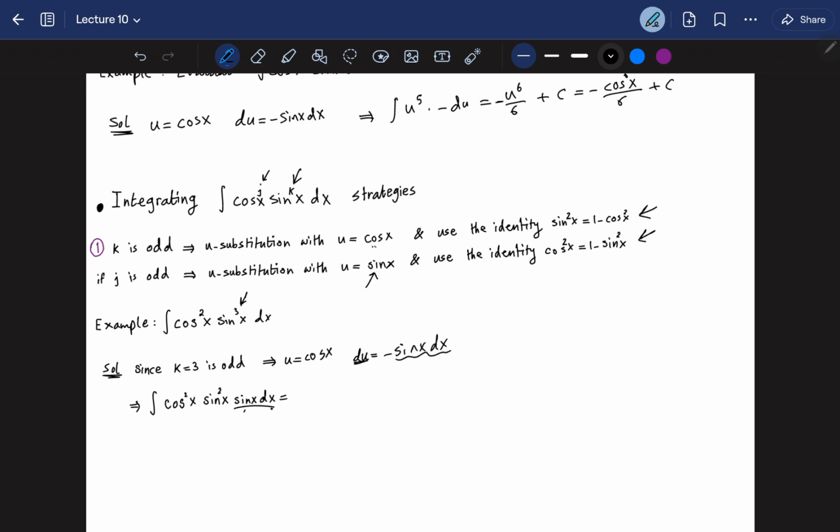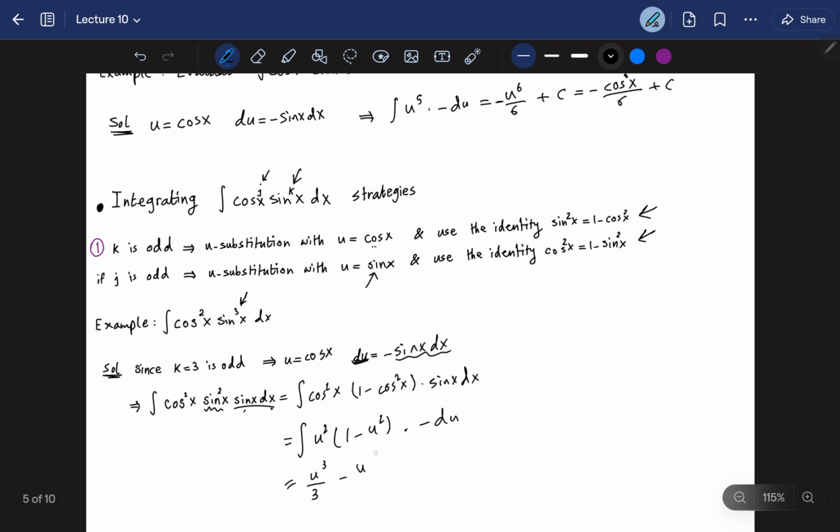And then since I have a substitution in terms of cosine, I want everything in my integral to be in terms of cosine. So I can write the sine squared as 1 minus cosine squared using the identity, then leave sine dx by itself because I'm going to need it to substitute du. So now if we plug in the substitution, this is just u squared, 1 minus u squared multiplied by negative du. You distribute and integrate, and you're going to get this, and plug your u back in.